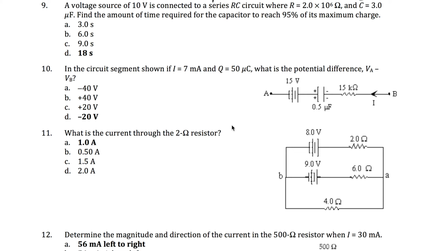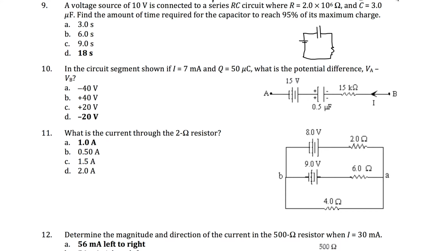Let's do number 9. We have an RC circuit, and the capacitor is going to charge. So it's connected to voltage: we have the voltage source, the capacitor, and the resistor, and the switch is going to be closed so that the capacitor can start to charge. How long does it take for it to reach 95% of its maximum charge?